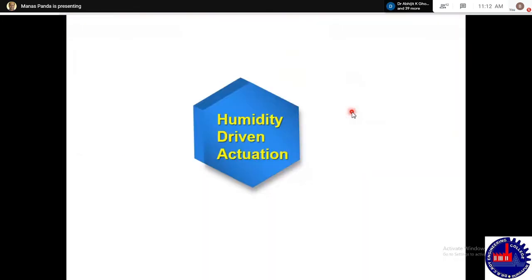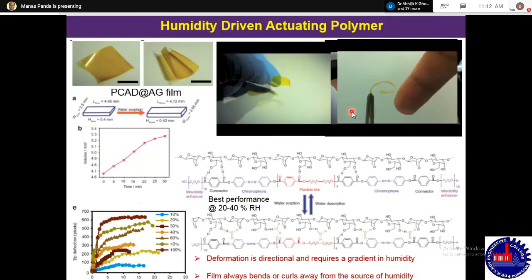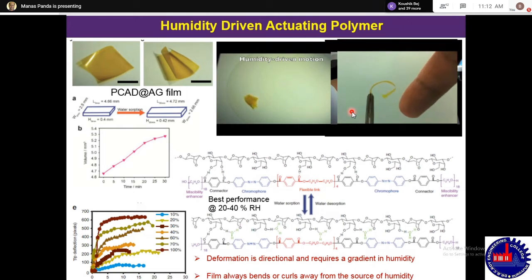Coming to the humidity-driven actuating polymer, I'll skip the details. These are polymers which show actuation. They actually actuate themselves, change their shape, or move from their places because of the humidity gradient. You can see from here how these films are moving on a wet filter paper surface. They can even move in the presence of the humidity which is present at your finger. You can see over here.